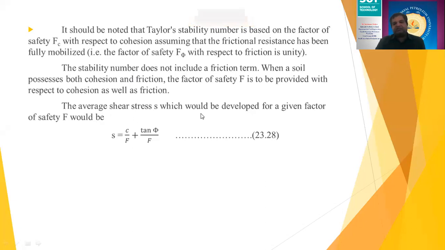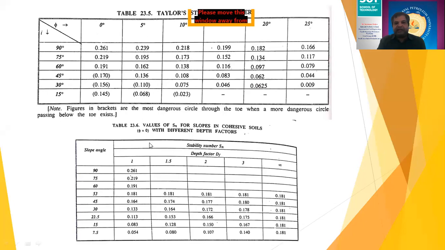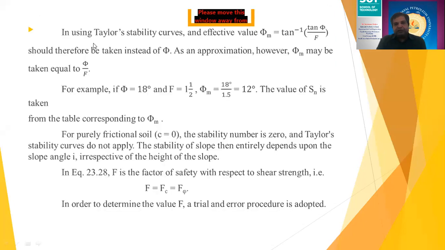So the average shear stress which could be developed with the given factor of safety F would be S, which is nothing but C plus sigma tan phi, whatever value you have seen, and this value will be divided by the factor of safety. Now, if you go with the Taylor stability curve, then the effective value of phi, which is the mobilized one, you can calculate with the help of this equation. So the internal friction divided by the factor of safety, and if you take the tan inverse, then you will get the value of phi m, right?